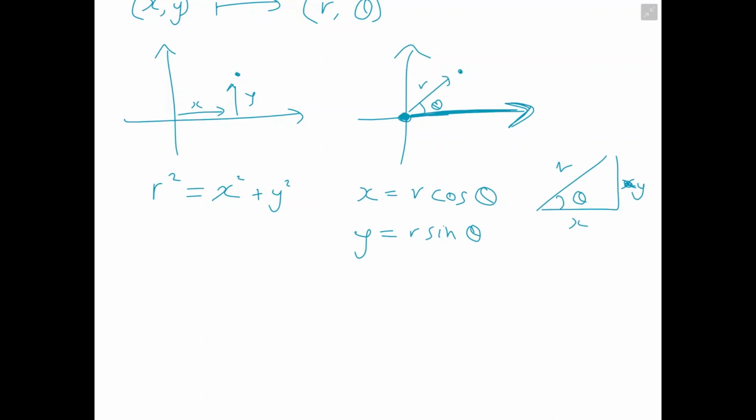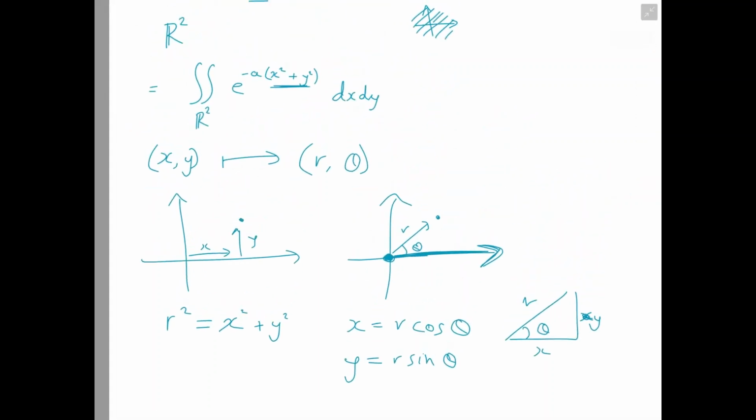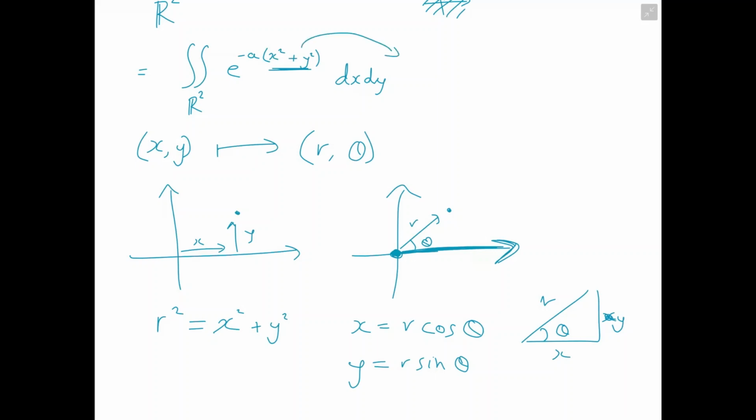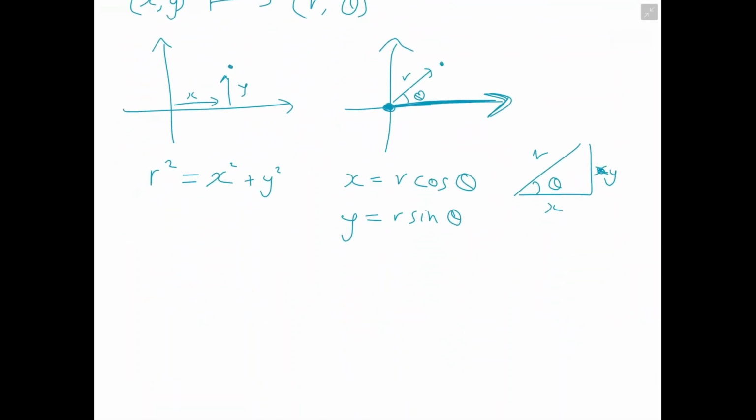So now if we change this integral over here into polar coordinates, it's pretty obvious that this exponent here is just r. So we can rewrite this integral as the double integral, and we're still integrating over R2, so that doesn't change, of e to the minus a. Now x squared plus y squared is r squared, and the differential we haven't changed yet.